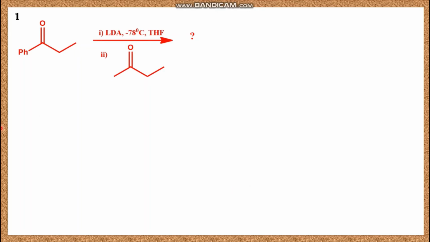Now let's see some more examples. The question is, here we have one ketone and it is reacting with LDA at minus 78 degrees Celsius in THF. LDA means lithium diisopropylamide, a strong base used for abstracting hydrogen, and THF means tetrahydrofuran, which is a solvent, so we don't need to consider this factor. LDA means base, it will abstract a proton.